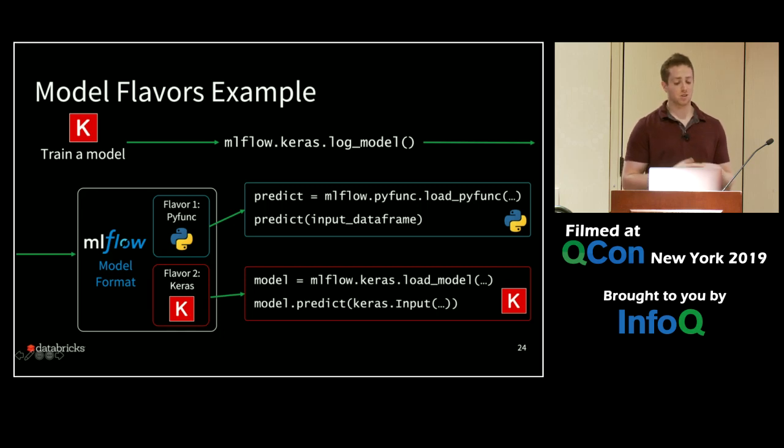Optionally, users can also load the Keras-specific flavor to obtain a native Keras object. In this case, mlflow.keras.load_model yields a Keras model object, which can be evaluated using the Keras-specific model.predict API, passing in yet another Keras-specific option. So this highlights how MLflow's flavors allow users to interact with their models at differing levels of abstraction to meet their particular use case.